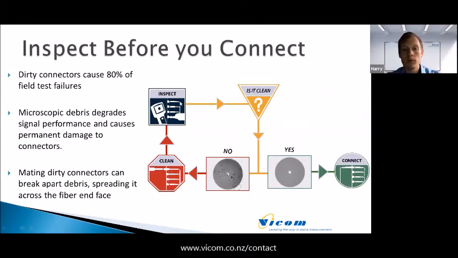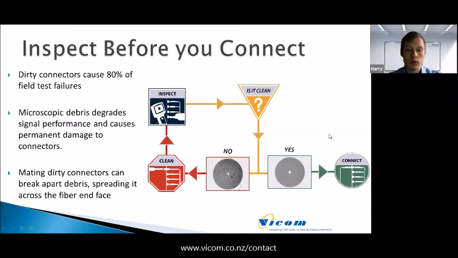So the flow chart we follow is you inspect it with your inspection probe and you ask yourself, is it clean? If it's clean, yep, you can go ahead and connect. If not, here's an example of a dirty end face. You would need to clean it and then re-inspect it and ask yourself, is it clean again? Obviously hoping it's clean and going ahead and connecting.